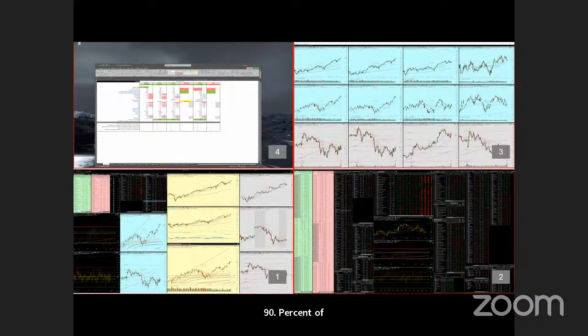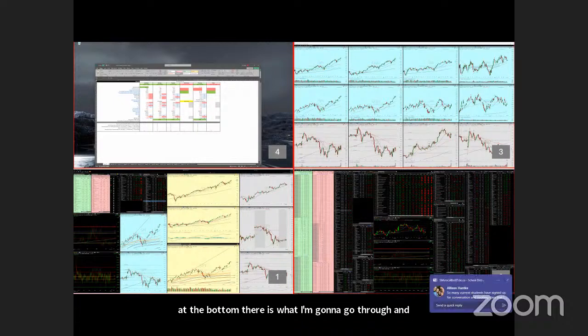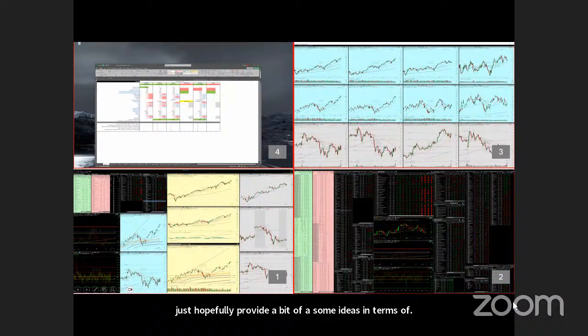Charts are screen one and two, and at the bottom is what I'm going to go through and hopefully provide a bit of some ideas. Everything that I can see is based on colors, which I think helps me. And I appreciate it, Robert, but once I walk you through, I think you'll see it's actually quite simple. Screen one is probably where I spend most of my time, and we'll go through and see how to organize.